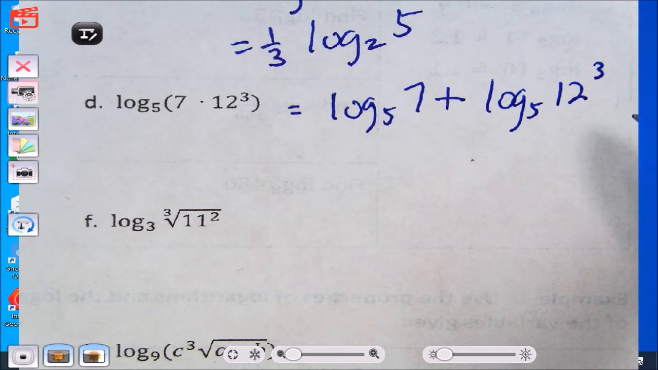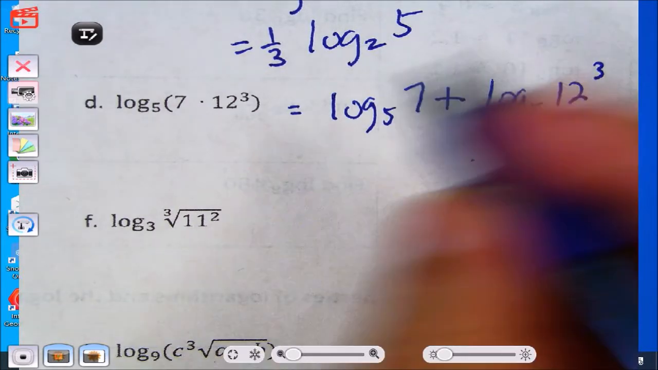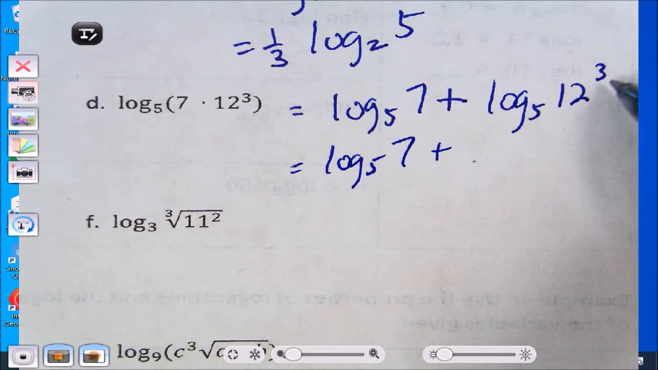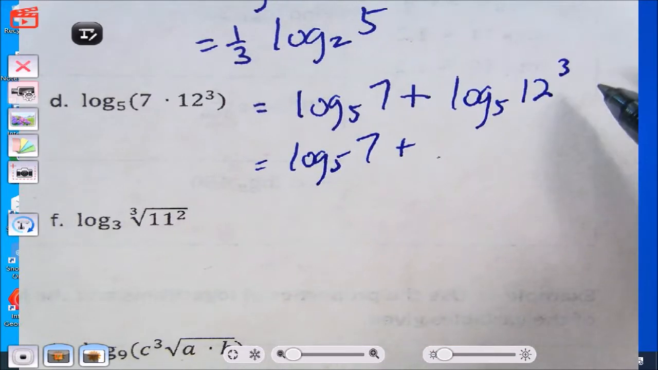Right? One of the things that confuses students in this is, when do I stop? When am I done? Okay? I'll address that in this one. So log base 5 of 7, that doesn't change. But the exponent of 3 comes forward, becomes a coefficient.